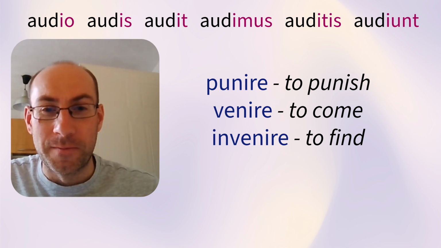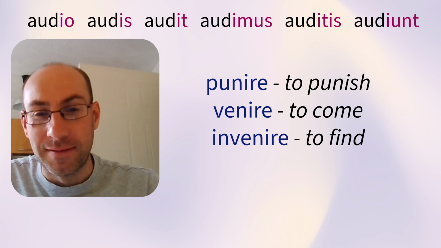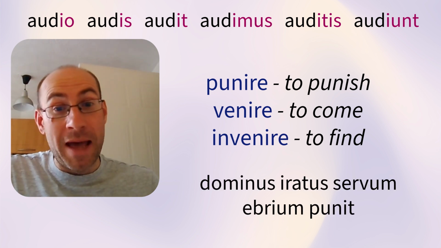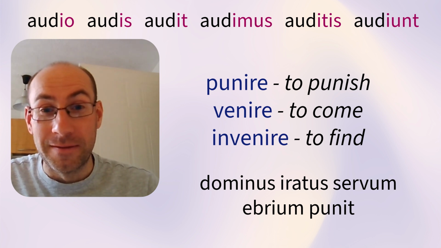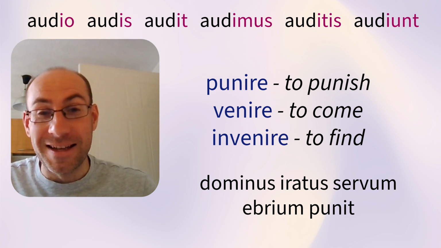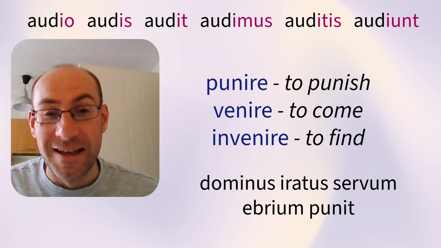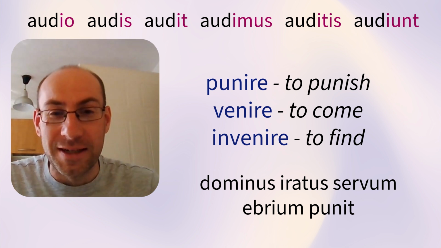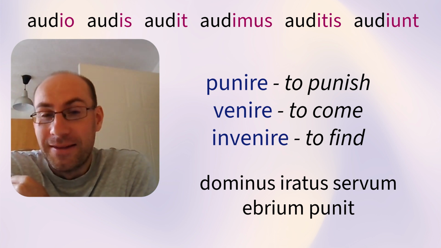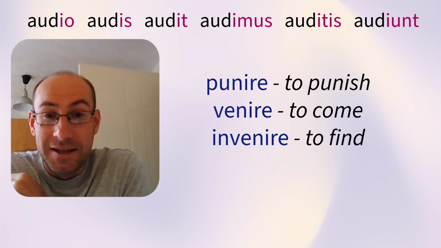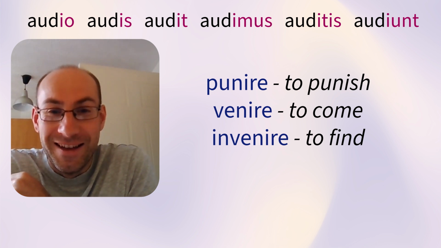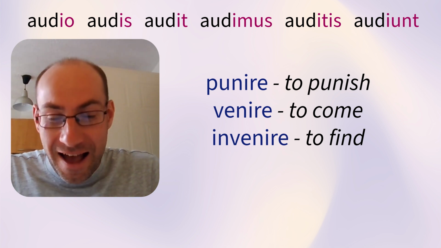Dominus iratus servum ebrium punit. Servum ebrium dominus iratus punit. Try repeating them as I do. It will help you to internalize it and keep these sentences as model sentences to practice your endings on. All right, very well done. That's my sentences for today. I hope that's been useful and possibly slightly entertaining. I don't know where I get these sentences from, they just come to me. My apologies to the slave and the slave girls who've been variously punished during this lesson.